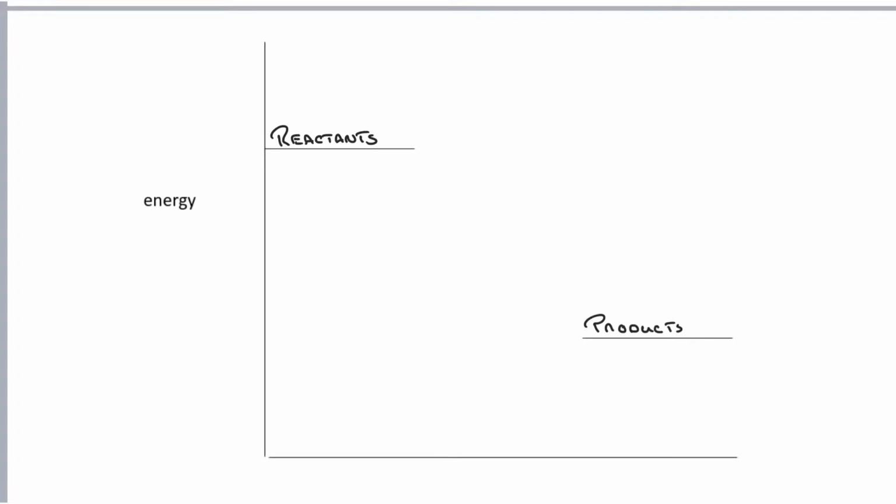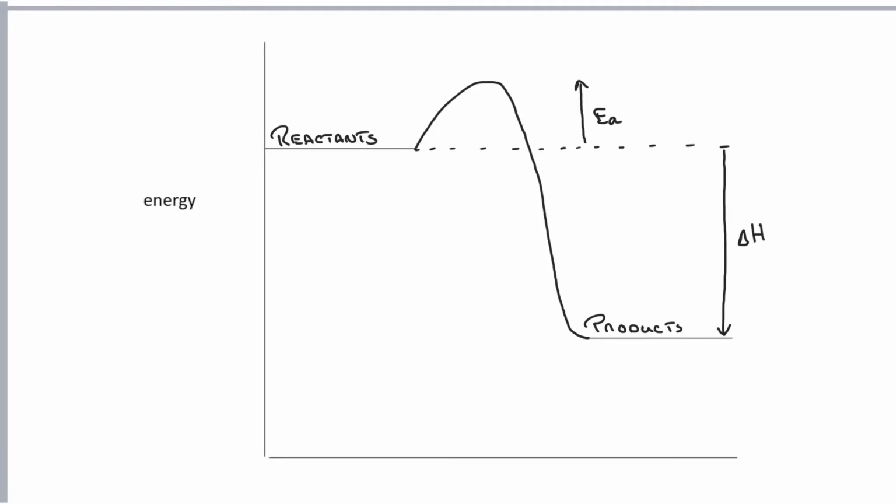If I join the lines together, we would get something like this. Let me show you what the different parts of the graph are and what they mean. The difference in energy between the level of the reactants and the top of the curve is the activation energy. And remember, we can give the activation energy the symbol EA, so capital E and a subscript A. The difference in energy between the reactants and the products is the delta H, the enthalpy change, or the molar enthalpy change, which is of course linked to the heat energy given out during the reaction.